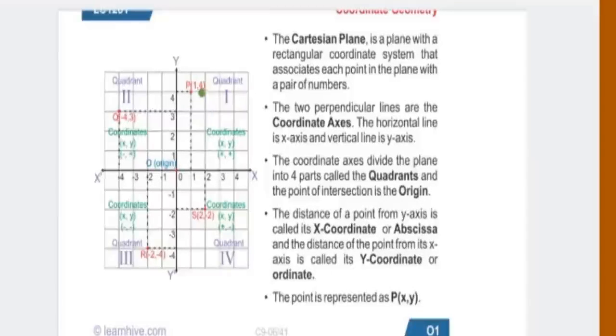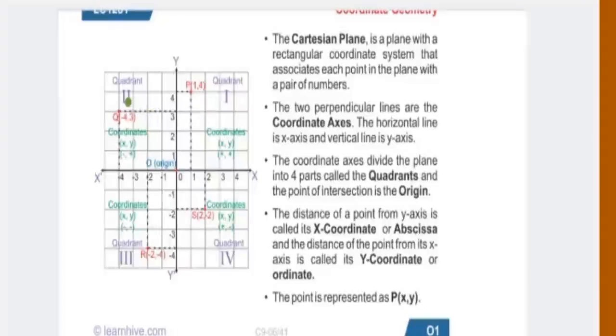Here the y-coordinate is 4. That means this point P is 4 units away from the x-axis. So here you can count 1, 2, 3, 4. That means 4 units. Here point P is 4 units away from the x-axis. So we can write this point as (1, 4).